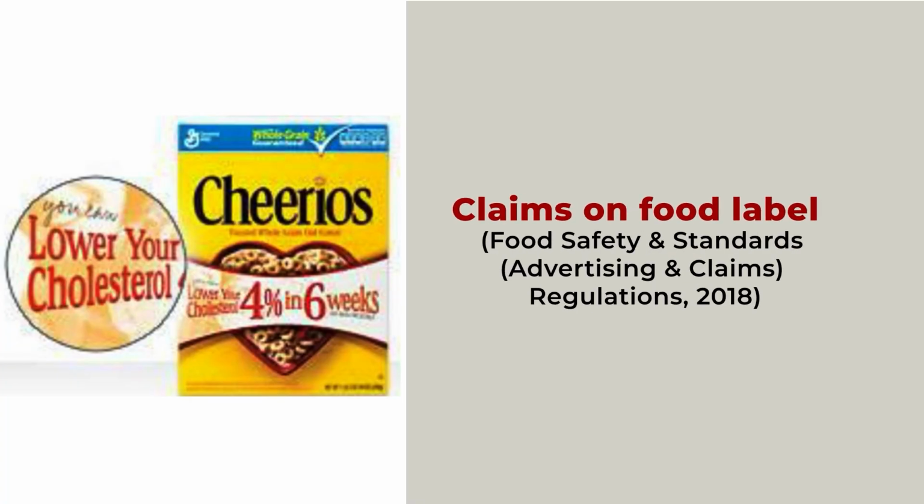There is one regulation for advertising and claims, the Food Safety and Standards regulation for advertising and claims. Two important claims are the nutrition claims and health claims. If the manufacturer is claiming that their food has some nutritional or health benefits on the food label, then they have to follow this regulation, and all the claims must be truthful, unambiguous, not misleading, and scientifically substantiated.